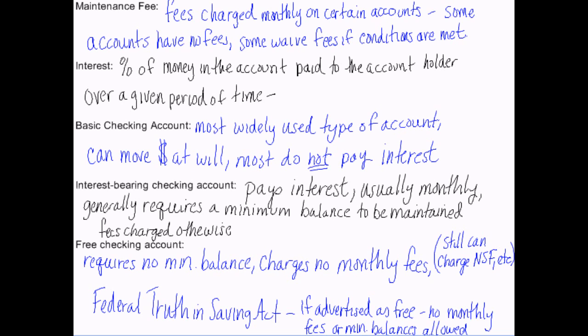Most checking accounts do not pay interest. The ones that do pay interest generally require that you maintain a minimum balance of some sort. And that will depend on the bank. Some may require a minimum balance of $100, some may require a minimum balance of $5,000. It's up to the bank and the particular type of account you're looking at.